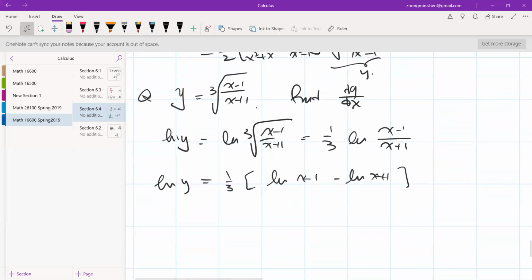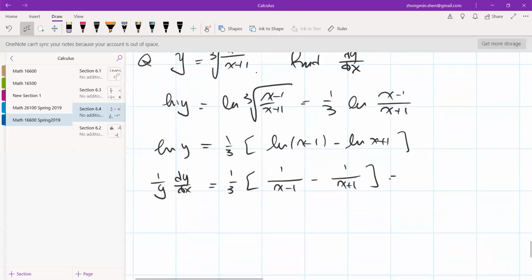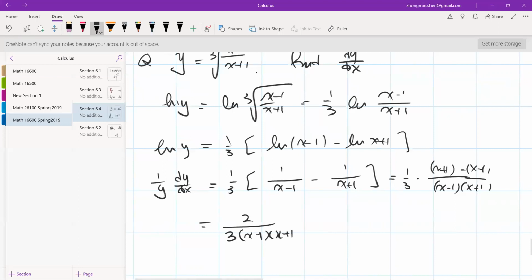Now you differentiate both sides. It's like implicit differentiation. If you differentiate both sides, you get this. And here, the derivative is going to be just 1 over x minus 1. And here's 1 over x plus 1. Now if you can combine them, you get x minus 1, x plus 1. And I think it's going to be x plus 1 minus x minus 1. So you get 2 in the numerator. Right?